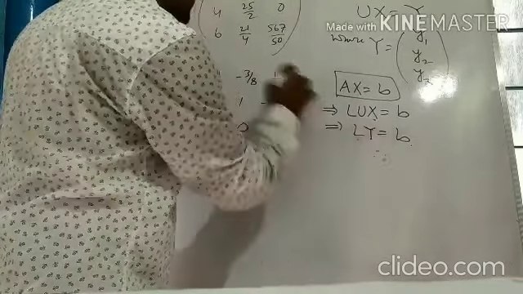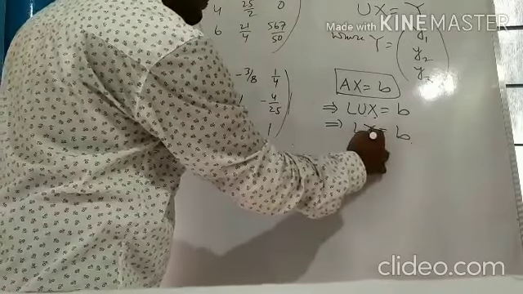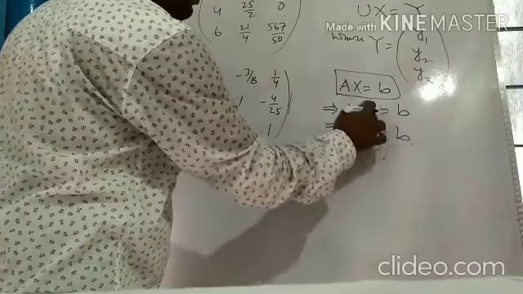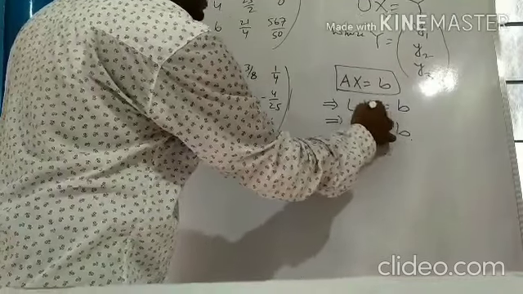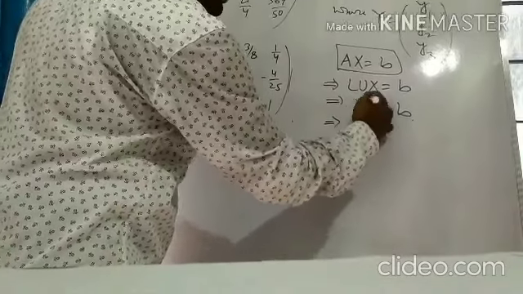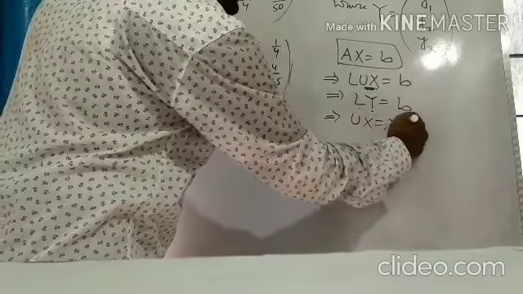L is known now, B is known. First solve and find y. Then put it in Ux equals y. This is y, that is Ly, that is Ux equals y.